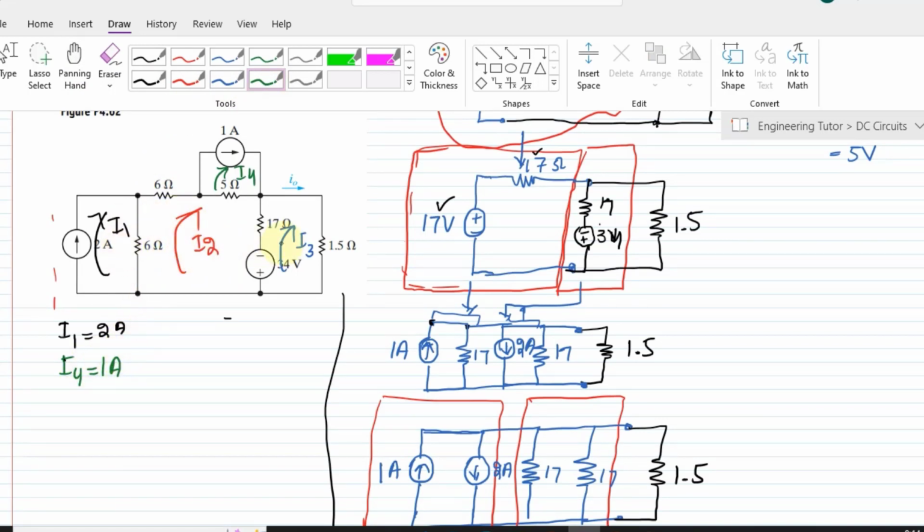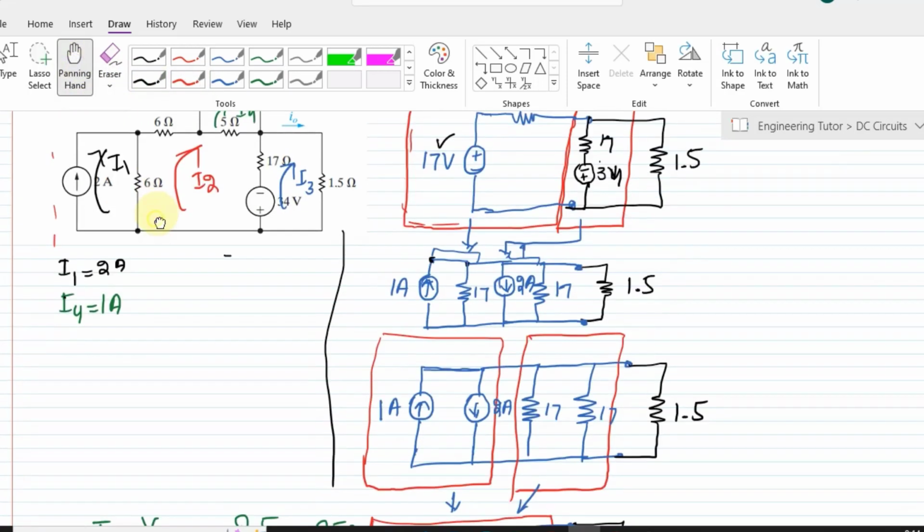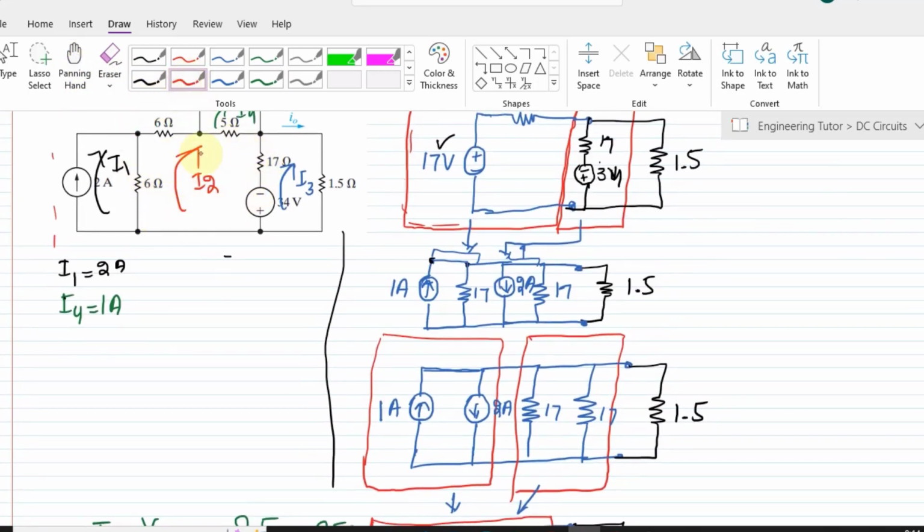So now I have to solve these two loops, these two meshes. Let me solve them directly. The resistor which it shares with this loop is the 6, so it will be minus 6I1 plus all the resistors in its own loop: 6 plus 6 is 12, 12 plus 5 is 17, 17 plus 17 is 34. So it would be 34I2.